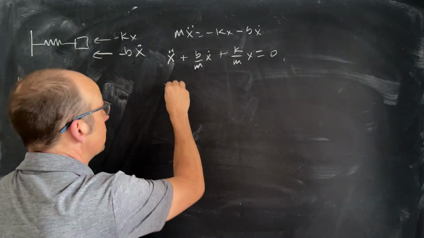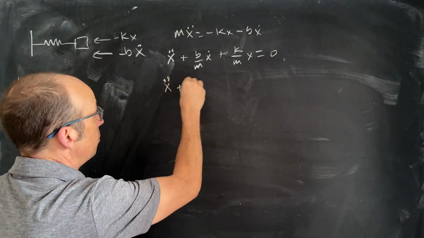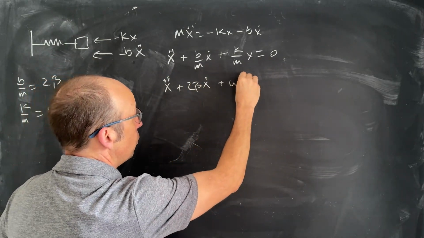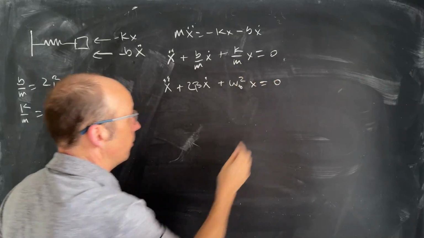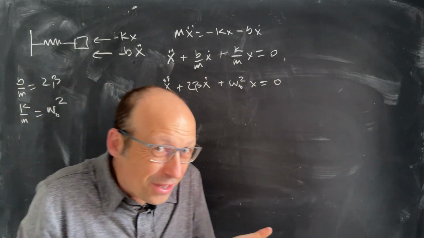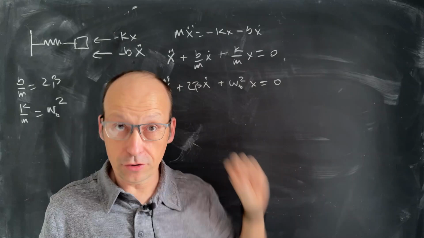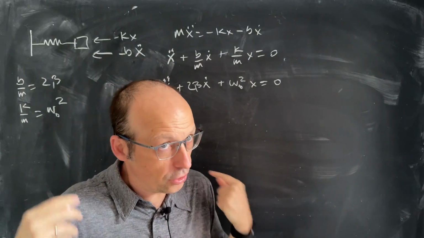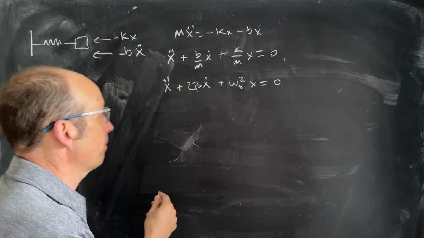So now I have x double dot plus 2 beta x dot plus omega naught squared x equals 0. And again, why would you do 2? You don't have to do 2. If you don't, things just don't turn out as nice at the end. So I did 2 because I want things to turn out nice.